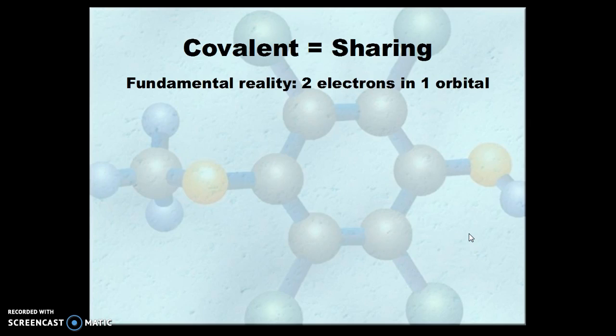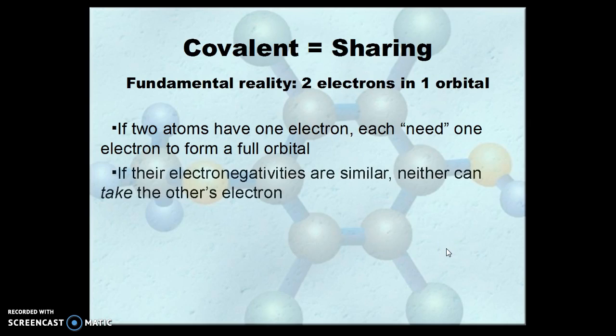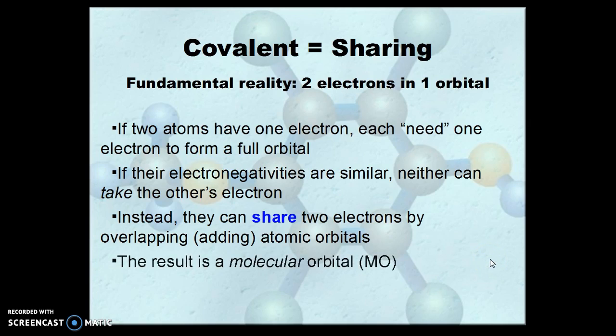Covalent means sharing. The fundamental reality is that 2 electrons are being shared in one bonding orbital. If 2 atoms each have 1 electron, then each is going to need 1 electron to finish a bonding orbital. If their electronegativities are similar, neither of these atoms can take the other's electron, and therefore they share 2 electrons by overlapping, by adding the atomic orbitals together. The result is what we call a molecular orbital, or MO. The electron spins, of course, must be opposite for them to fit into the same orbital.